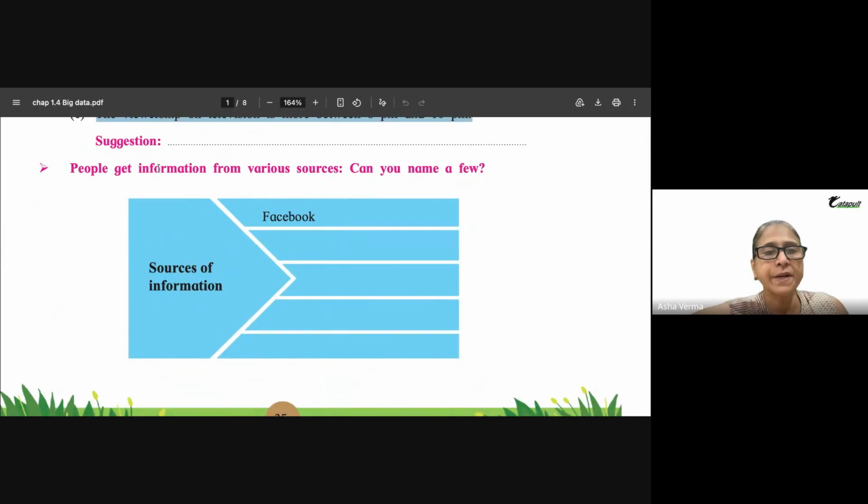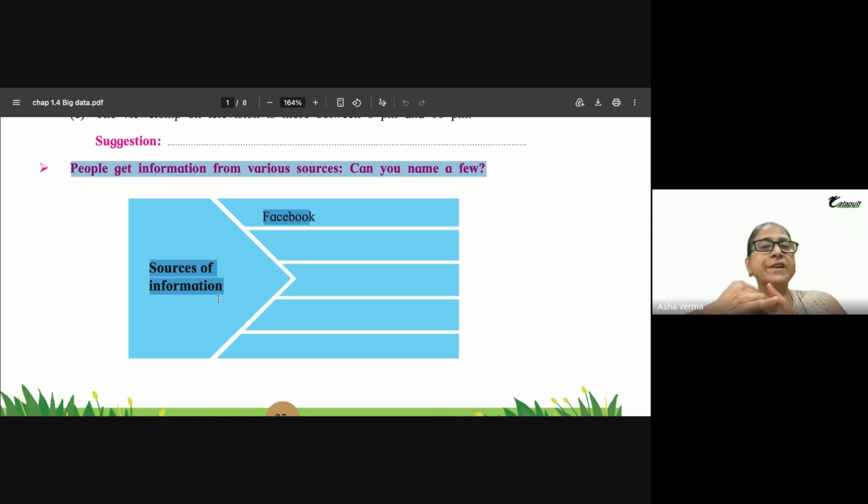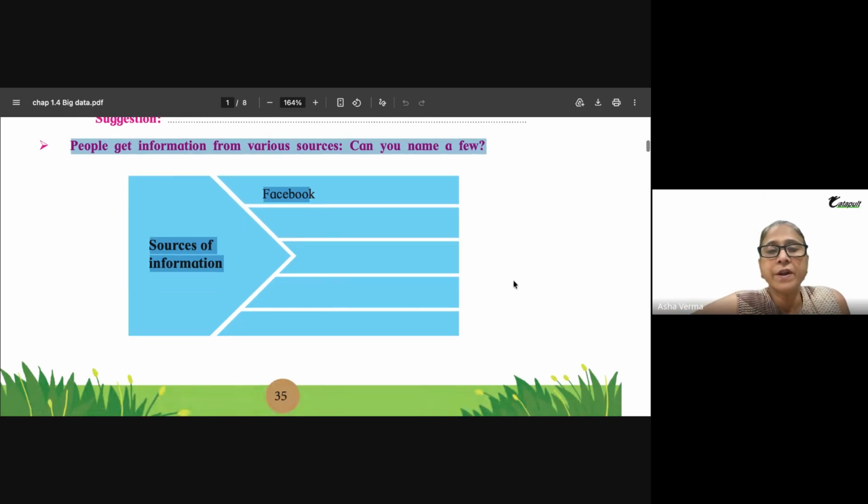Okay. Now, people get information from various sources. Can you name a few? So you get your information from Google, from Facebook, from Instagram, from LinkedIn, right? From TV, from radios, from YouTube, from books, and even from friends and family. Somebody buys something and you say, I bought this. This is very good. You should also buy, right? So our source of information is also our friends and family, right? And then we have mobile apps like Amazon, Nykaa, Flipkart, Zepto. All these apps also give us information about different products. So these are various sources of information.